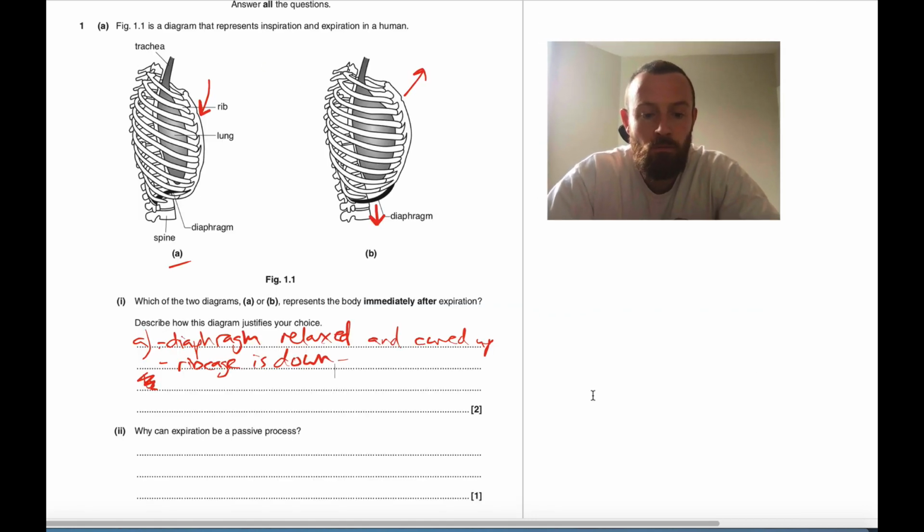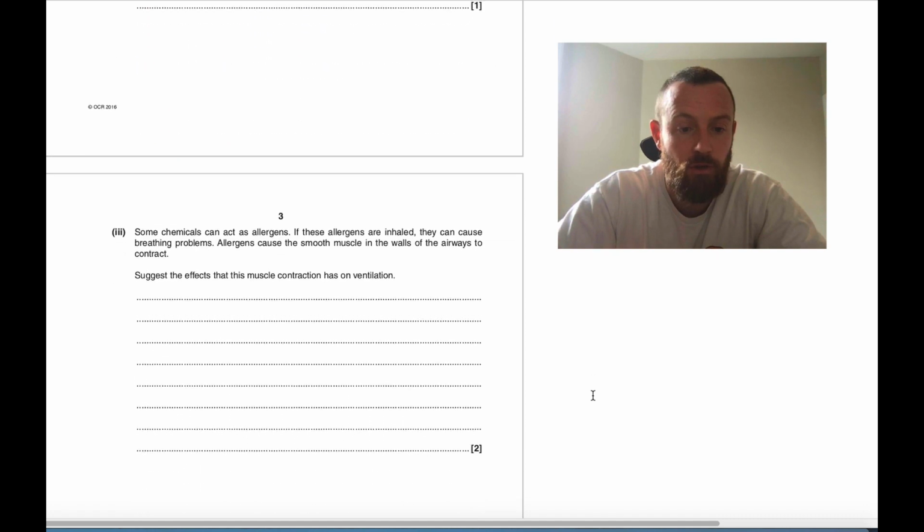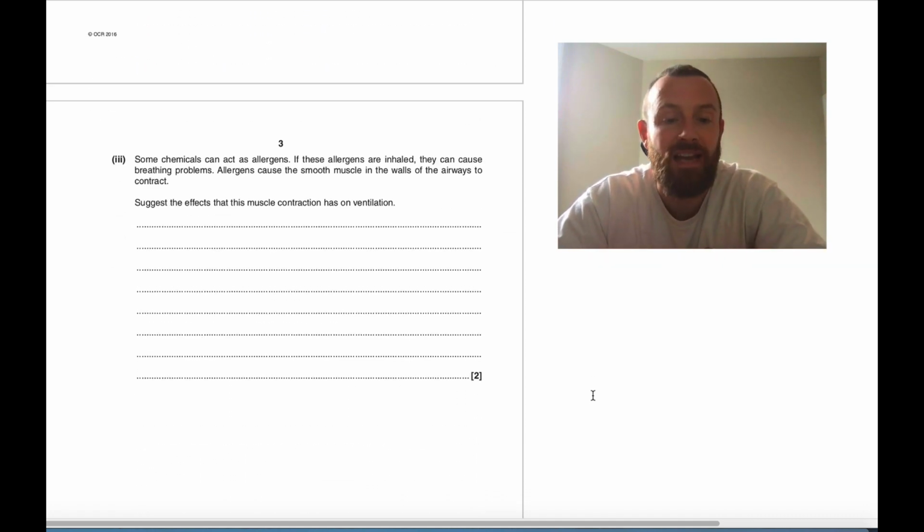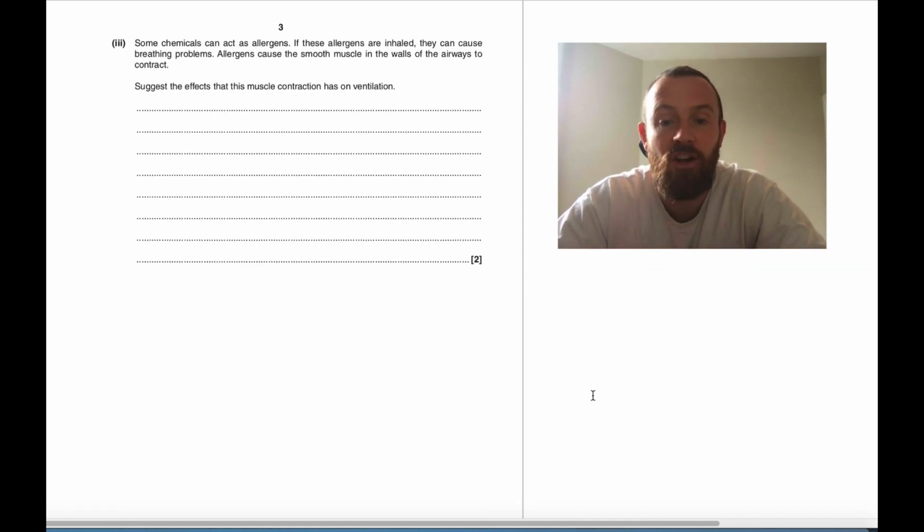Okay. Moving on to question 3. Some chemicals can act as allergens. If these allergens are inhaled, they can cause breathing problems. Allergens can cause the smooth muscle on the walls of the airways to contract. Suggest the effects this muscle contraction has on ventilation.